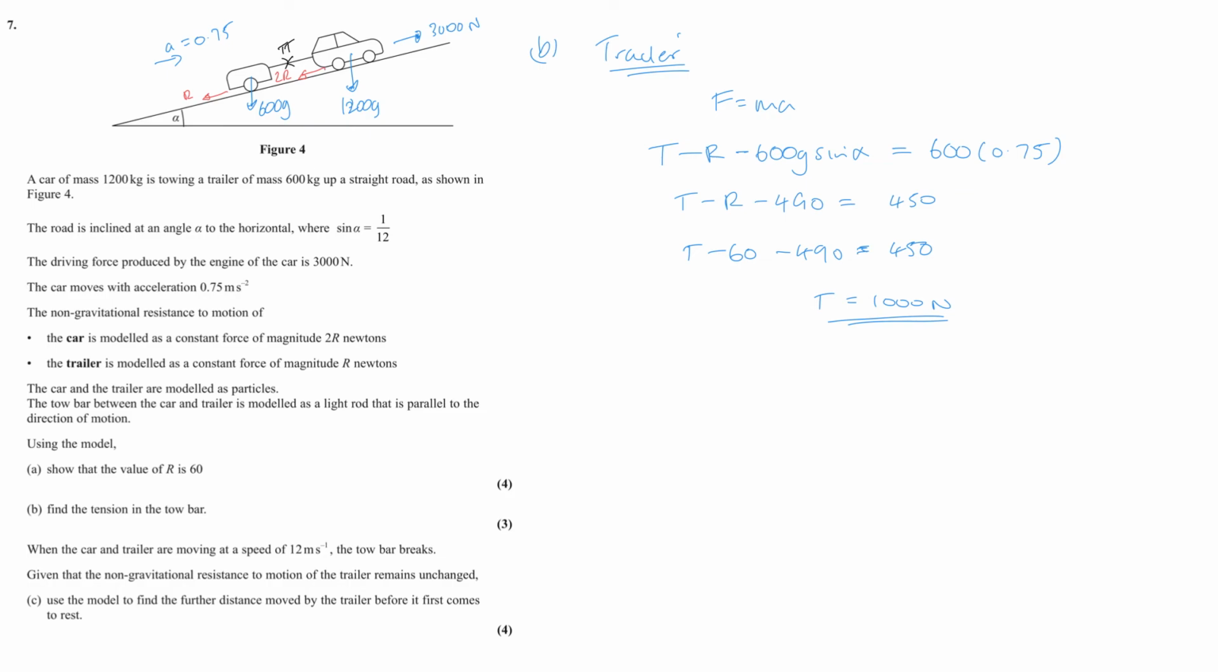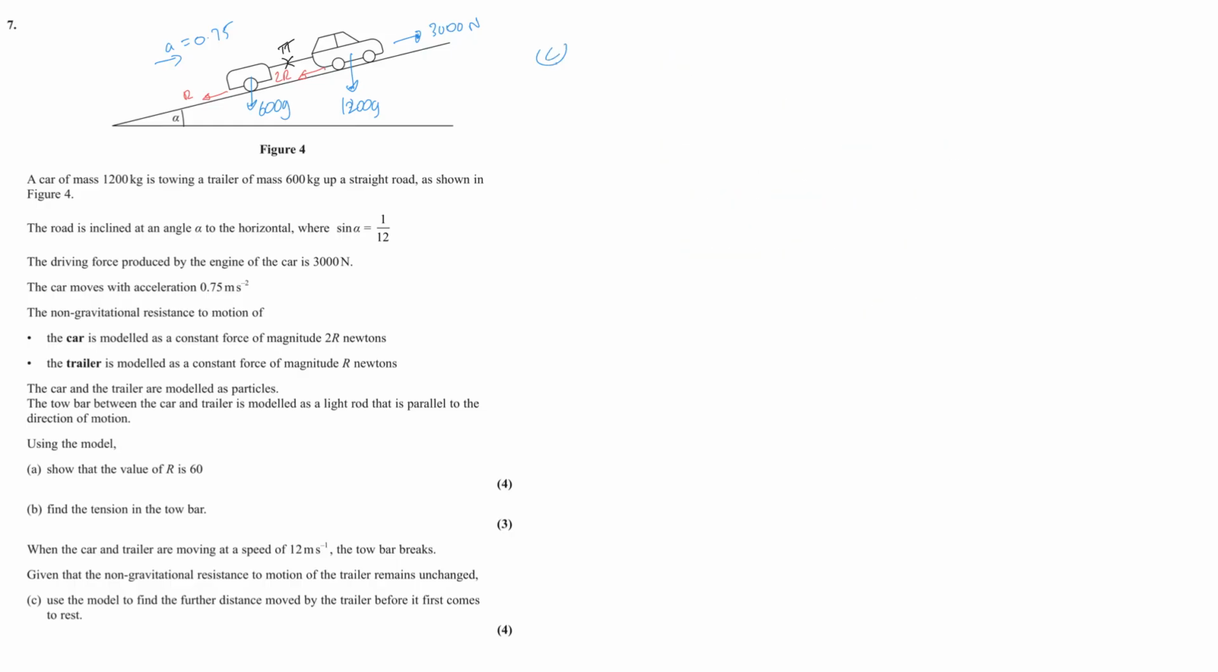Now, when the car and the trailer are moving at a speed of 12 meters per second, the tow bar breaks. Given that the non-gravitational resistance to motion of the trailer remains unchanged, use the model to find the further distance moved by the trailer before it comes to rest. So first we need to find the acceleration, or more aptly the deceleration.